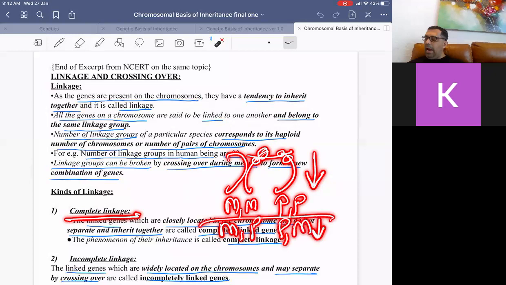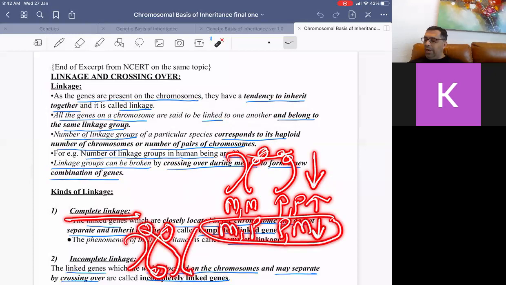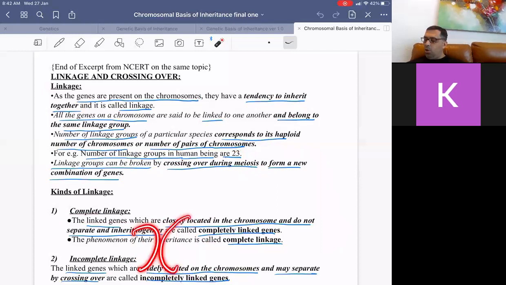But if genes are situated far apart on a chromosome, then chances of recombination are very high. If genes are situated far apart on a chromosome, then chances of recombination are very high and you get a high chance of paternal maternal and maternal paternal.